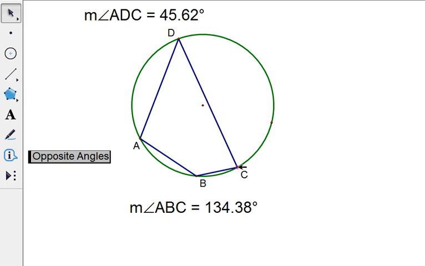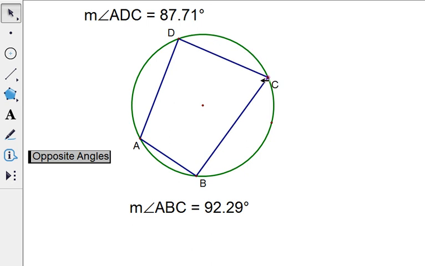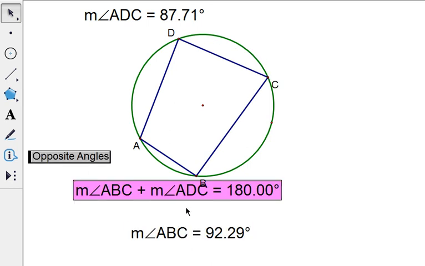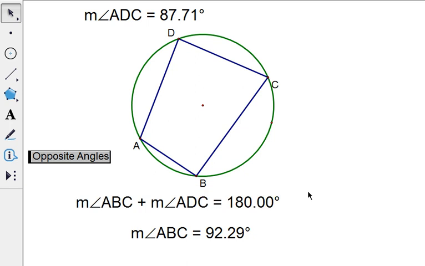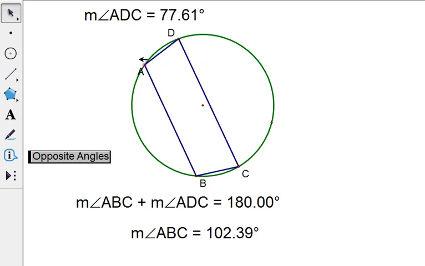Obviously they're not congruent. That's one that I like to look for right away. It's not like the last theorem, the inscribed angle theorem, where one thing was half of the other. But what I'm hoping you're seeing is that if you take those two angle measures and add them together, it's going to be 180 degrees. And that's always going to happen. It doesn't matter where I put this. I can move this one. I can move this one.